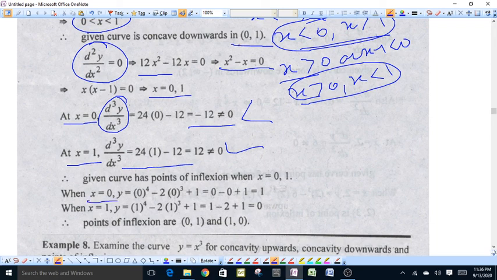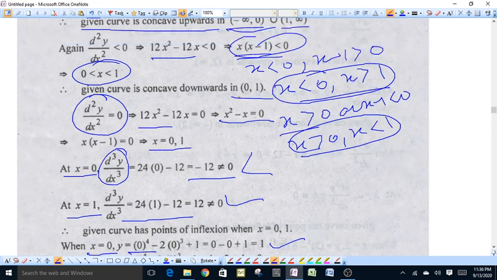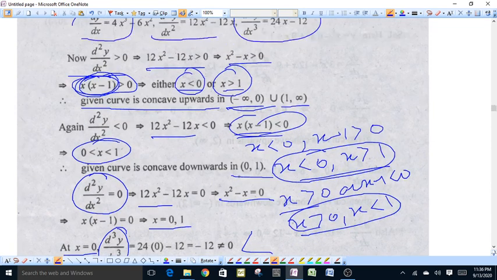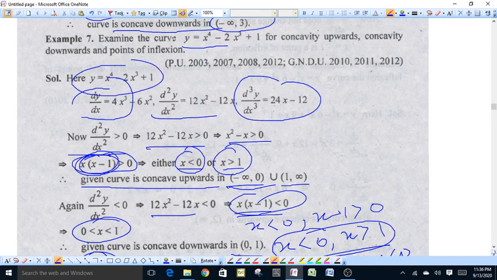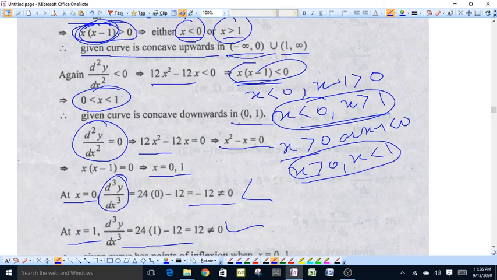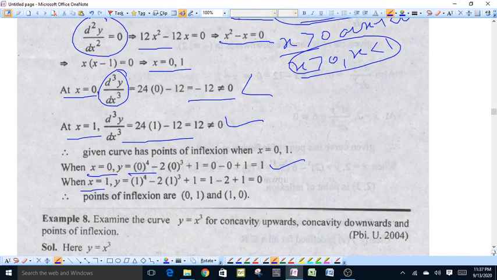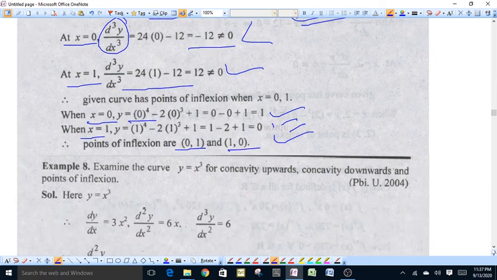These points are obtained when we put x equal to 0 in the given curve, y is equal to x raised to power 4 minus 2x cube plus 1. Putting x equal to 0 and x equal to 1 in this curve, we get y equal to 1 and y equal to 0, that is (0, 1) and (1, 0) are the points of inflection.